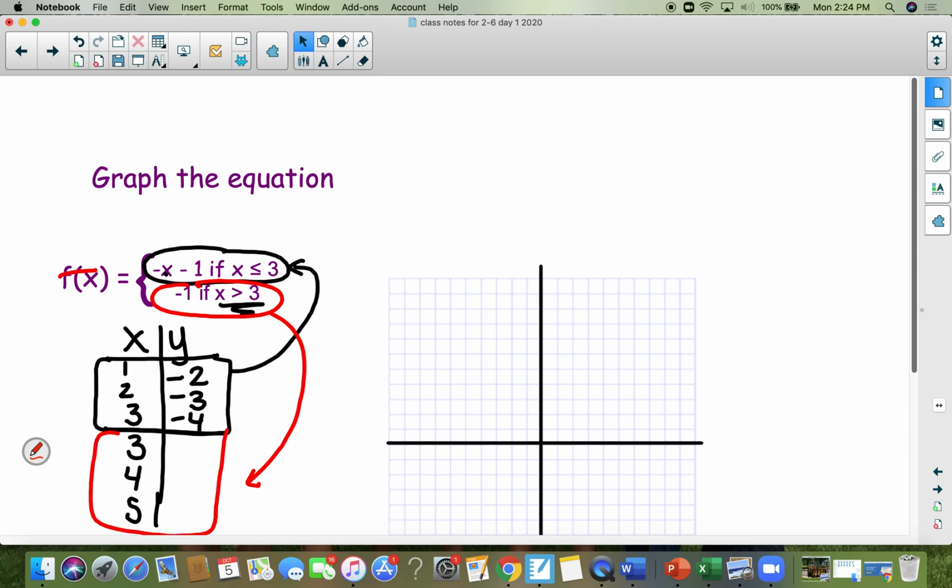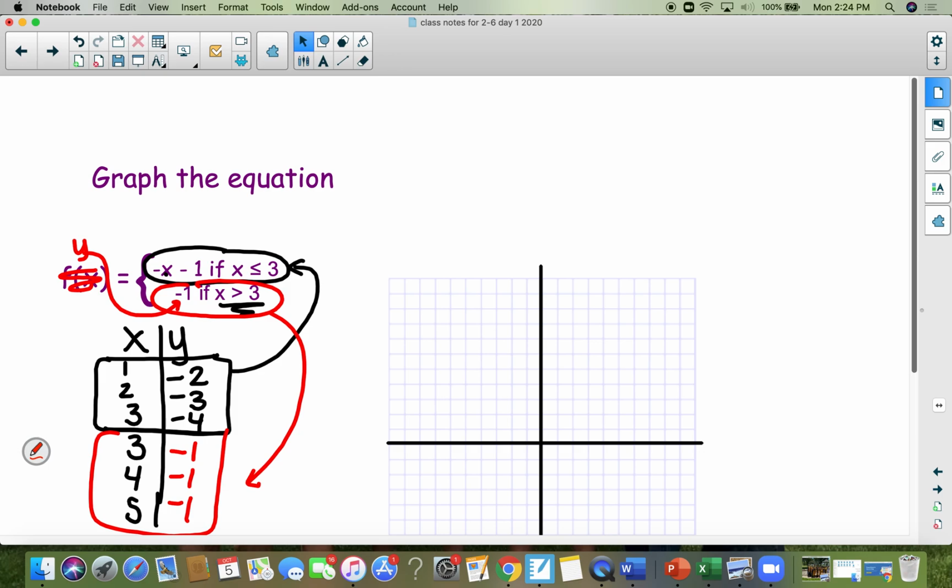Y, remember this stands for Y. Y is only equaling a negative 1. Do you see that? I can't plug an X value in. Y can only equal a negative 1. It can't be anything else because I can't plug an X value in when there is no X value. Okay, let's see what happens here.